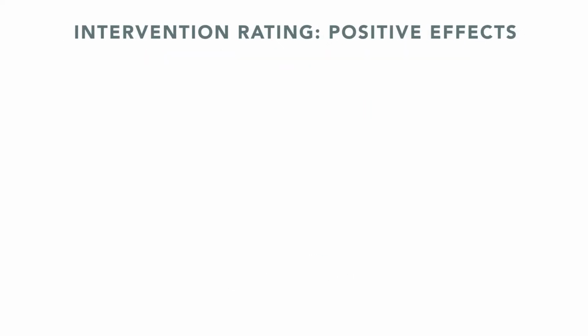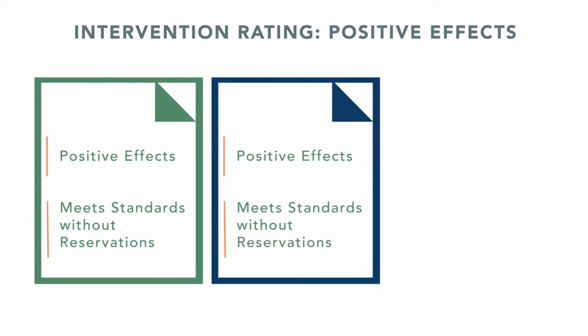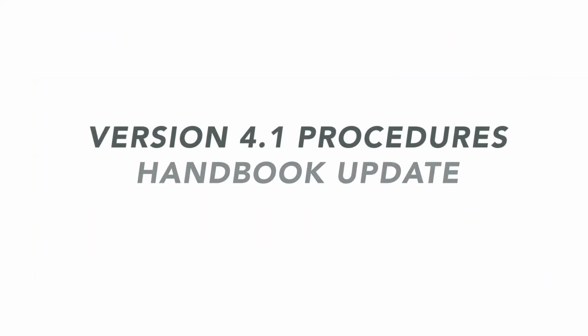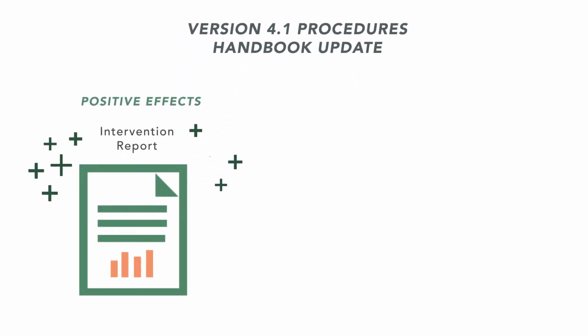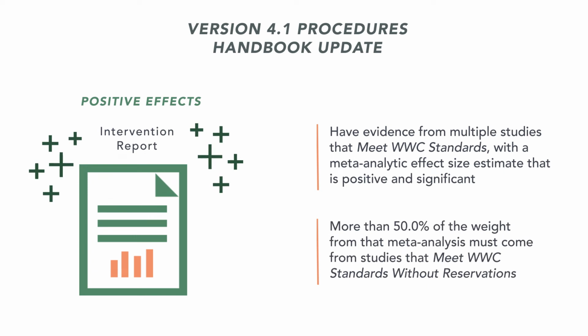The WWC is modifying how it characterizes findings in intervention reports under version 4.1. In version 4.0, intervention ratings were determined based on a vote counting approach. In order for an intervention to receive a rating of positive effects under version 4.1, the intervention must now have evidence from multiple studies that meet WWC standards with a meta-analytic effect size estimate that is positive and significant. More than 50% of the weight from the meta-analysis must come from studies that meet WWC standards without reservations.